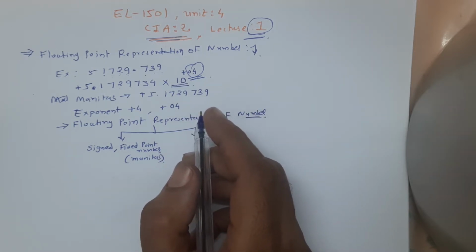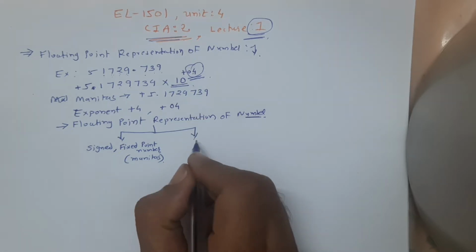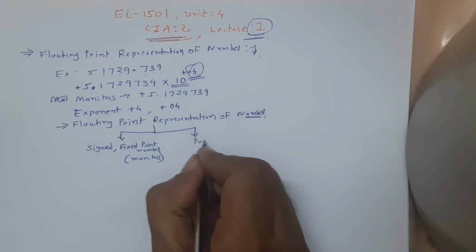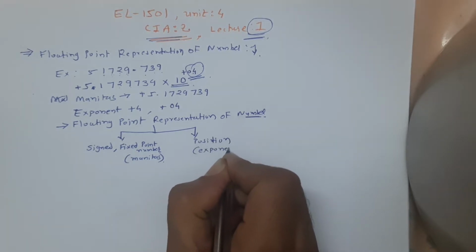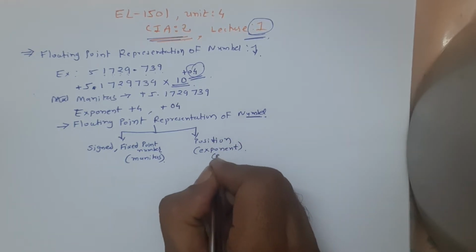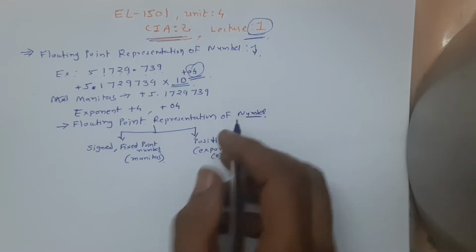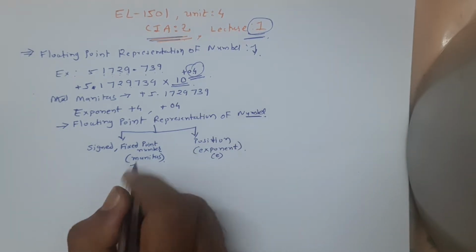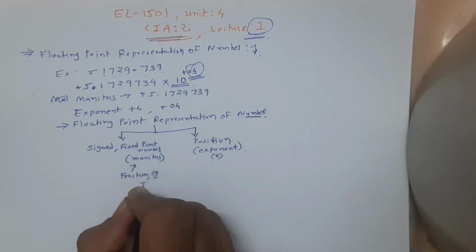The second part designates the position of the binary point, and it is called the exponent. It is denoted by E. The fixed point mantissa may be a fraction or an integer part of the number.